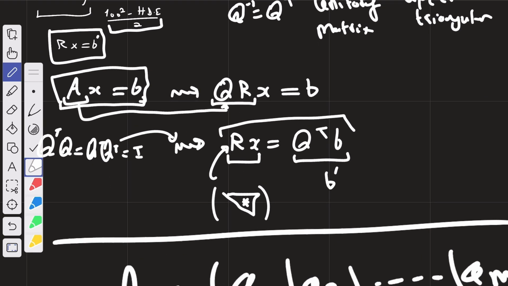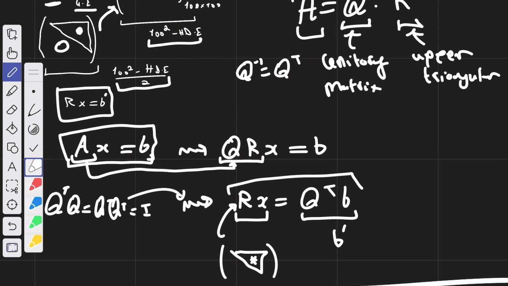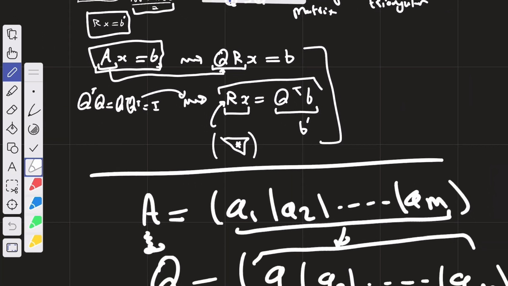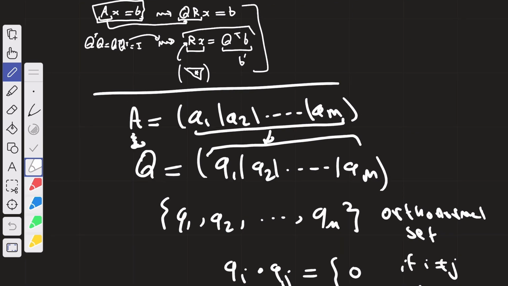So let me explain to you how to do that, or what's the procedure of finding the QR factorization. If I tell you how to find the QR factorization of the matrix, you can apply this procedure and you'll be reducing the problem to the half. Okay, so let me start off by explaining how to get the QR factorization of a matrix.